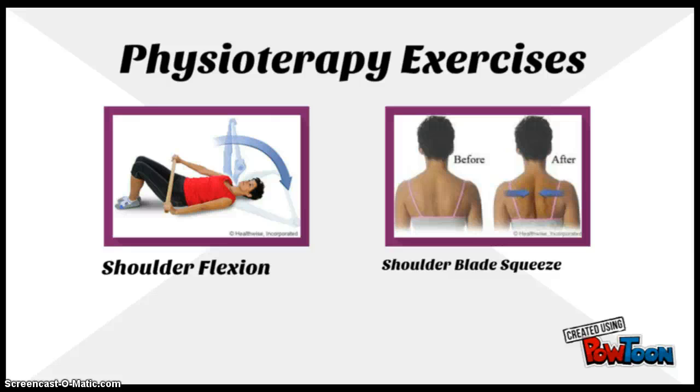Next is shoulder blade squeeze. Place your arms at your sides, squeeze your shoulder blades together, and do not raise your shoulders while squeezing. Hold it for 6 seconds and repeat this exercise 8 to 12 times.